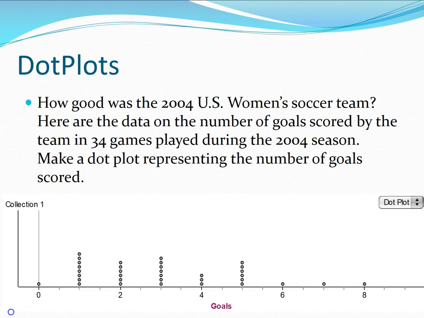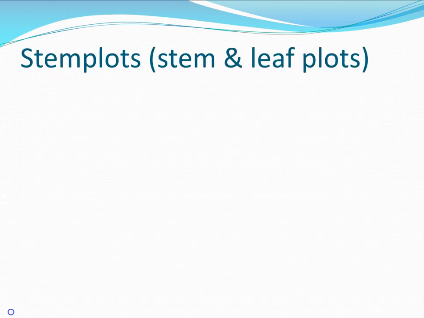One thing I'm missing here is a title, which I told you in the last video. You should always include a title. But you can see that this is a great little dot plot to help you see what's going on with the U.S. women's soccer team in 2004. Take a minute to copy this down in your notes. If you need to, press pause. But if you have it all written down, then we're going to move on to the next one.